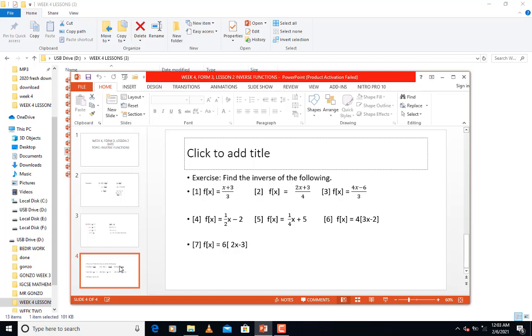Now, what I want you to do is try the following exercise. Find the inverse of the following. Number 1, number 2, number 3, number 4, number 5, number 6, number 7. When you are finding the inverse of these questions, please continue following the 3 steps which I outlined in the first lesson. First, remove f of x and replace with y. Second, swap x and y, their positions. Then after that, make y the subject of the formula. Your result is the inverse. Thank you very much.